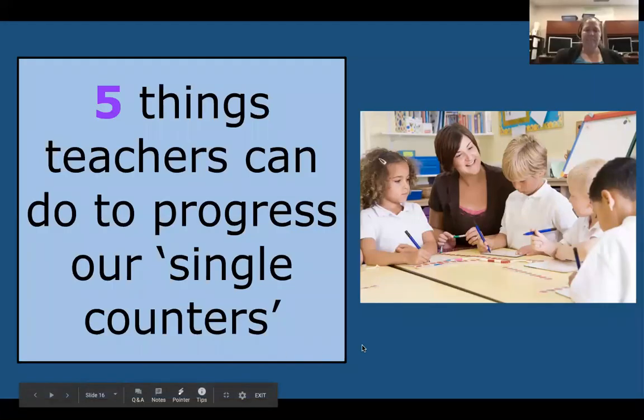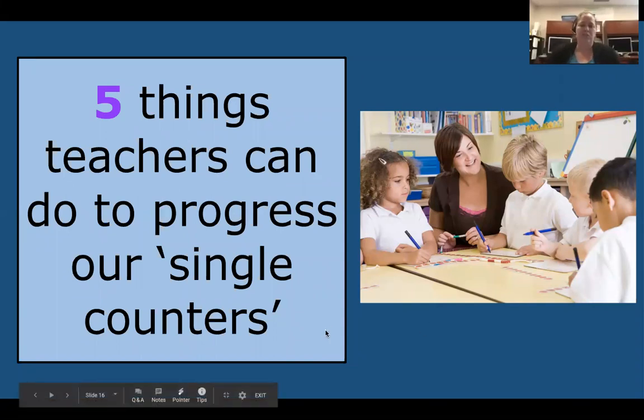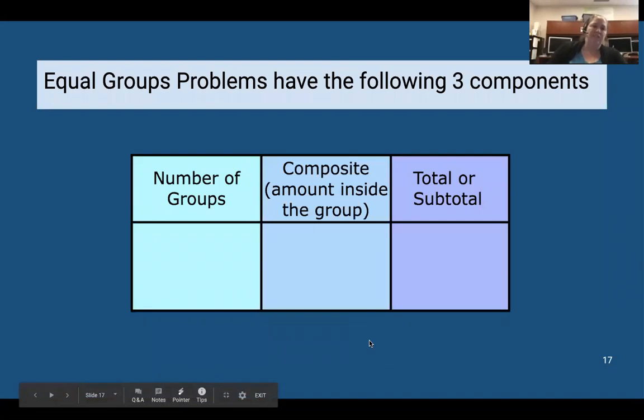One of the things that we talked about in our last session was 5 things that teachers can do to progress the children who are counting by ones, the single counters, the ones who are still wanting to model out the whole multiplicative situation and count by ones. And as part of that, one of the things was to do something specific with your equal groups problems, and I showed this image.